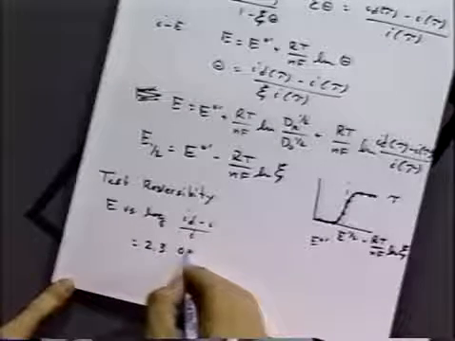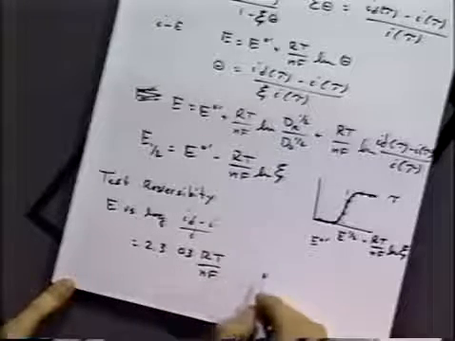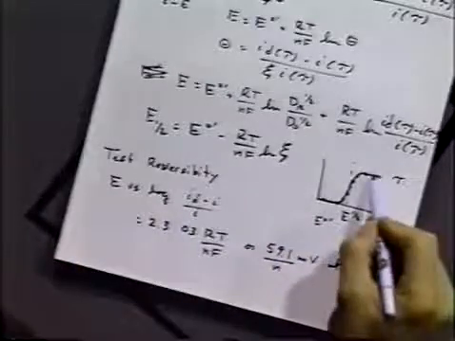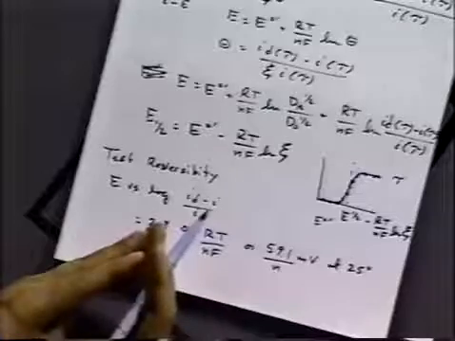And we'll find that we'll get a slope of 2.303 RT over nF, or 59.1 over n millivolts at 25 degrees C. So if we make this plot of log (ID minus I) over I as a function of E, we'll get that straight line, hopefully, and that should give us a slope of 59 millivolts. And that's easy enough to do now with computers and so on.